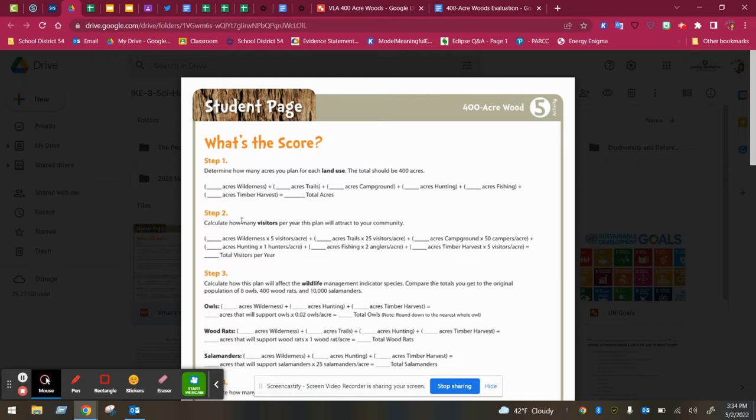So that problem, step two, was really a multi step calculation. You started by calculating how many visitors per wilderness, right? So I had 188, and then I was to do 188 times the 5 acres to get how many visitors I had for wilderness. Then I did my 42 acres of trails times 25 to figure out how many visitors I had for my trails. I did my 96 acres of campground times 50 campers per acre. And after I calculated how many visitors I was going to have for each thing, I added those up to get my total visitors for the year.